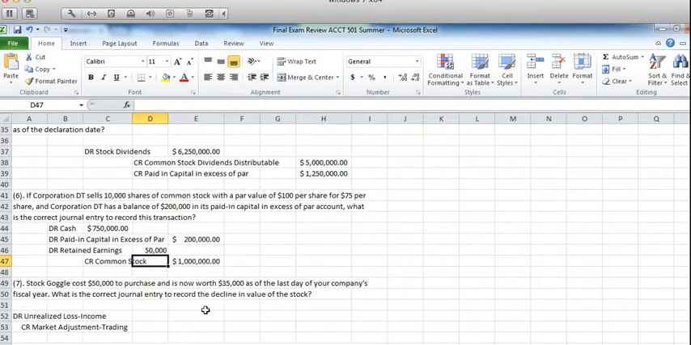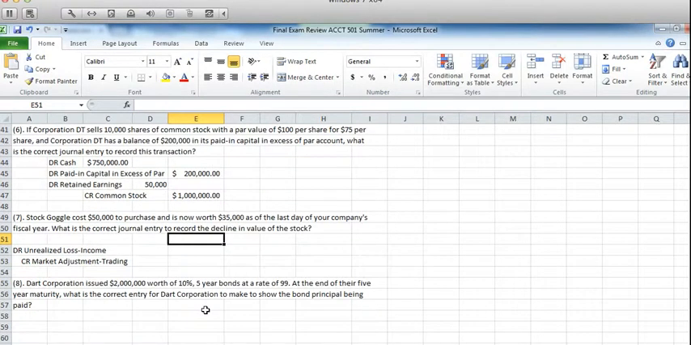Okay, moving on. We have number 7. Stock Goggle cost $50,000 to purchase and is now worth $35,000 as of the last day of your company's fiscal year.